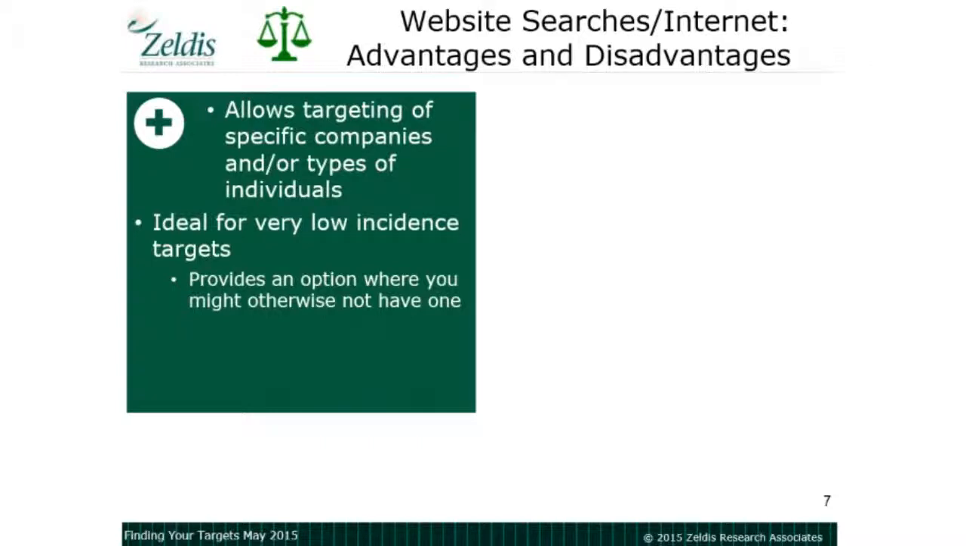So website searches, something that we've used when our more traditional sources have not really been as successful for us. We use them for very low incidence targets. Some examples of when we use them: we had a study where a client wanted to speak to TPAs, and they didn't have a current list of people that they worked with. They just wanted to go out to prospects, and they don't exist on panels. They're hard to find that way.